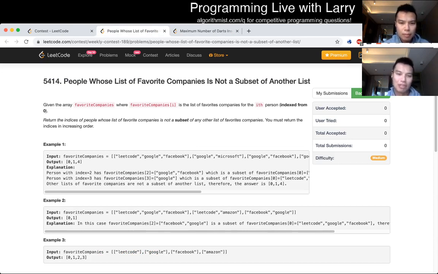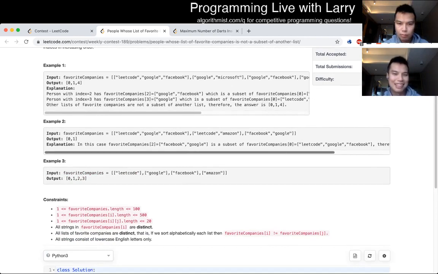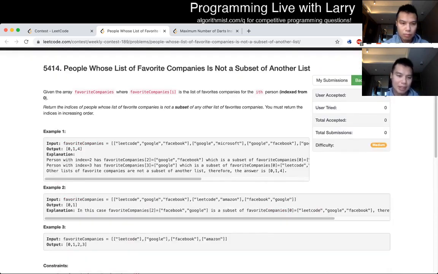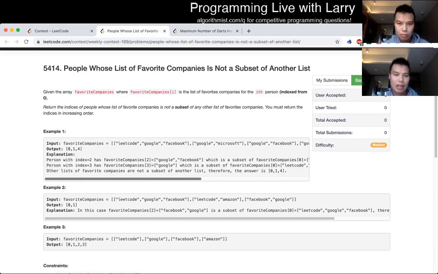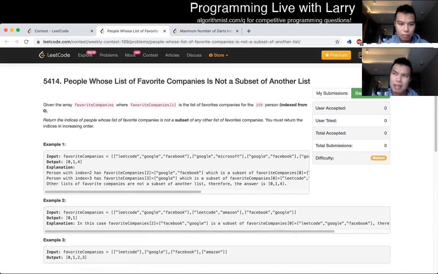Q3, people whose list of favorite companies is not a subset of another list. Yeah, so this one, I just wanted to make sure what they meant by subset. I know that subset has a definitive meaning, but I feel like in recent days, LeetCode's definitions weren't exact. And it's not even just LeetCode. Sometimes different problem setters will have different definitions. Subset for a list means something else, and here it turns out that it means the proper subset, where every item is inside another list. Or another word, maybe even dominated, is a word you can use.